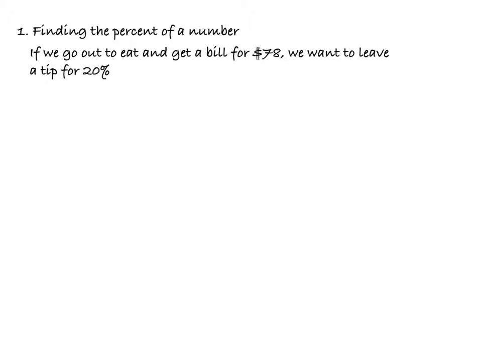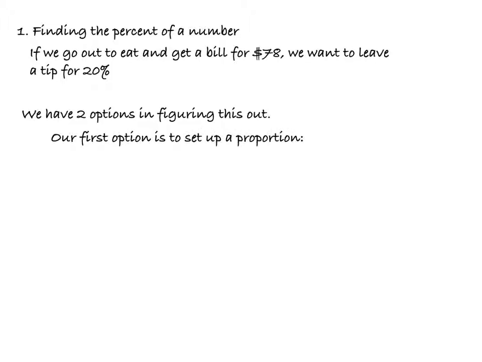Let's say we go out to eat, we get a bill for $78, and we want to leave a tip for 20%. How do we do that? We've got a couple options in figuring out this. First option is we set up a proportion.